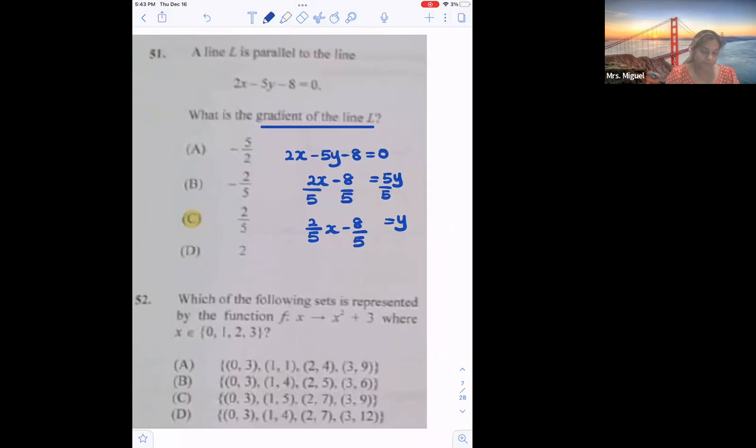Which of the following sets is represented by x squared plus 3? So if x is 0, 0 squared plus 3 will give us 3. If x is 1, 1 squared plus 3 will give us 4. So right away, this eliminates A and C. 2 squared plus 3: 2 squared is 4, plus 3, 7. The answer is D as in dog.